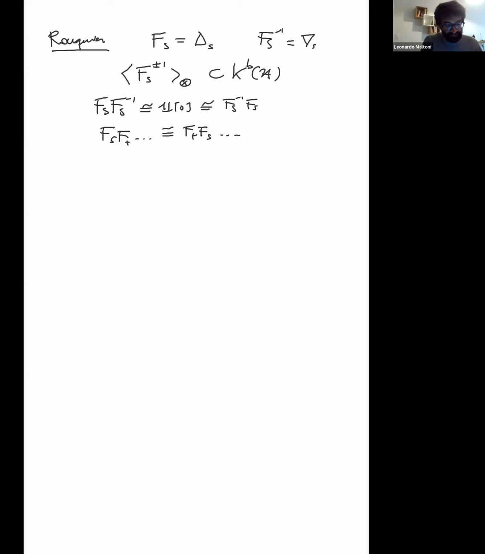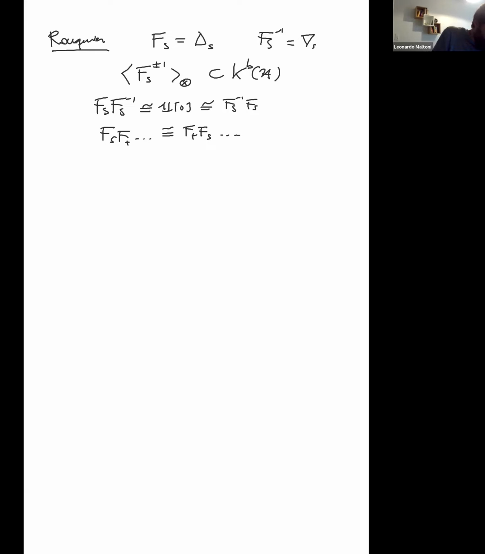It was introduced to study actions of the braid group on categories. But for us, what is important is that our Wakimoto sheaves are examples of Rouquier complexes because they are a product of deltas and nablas.